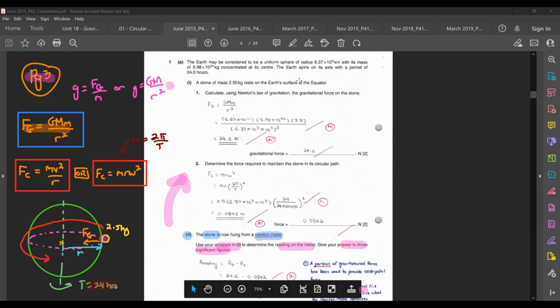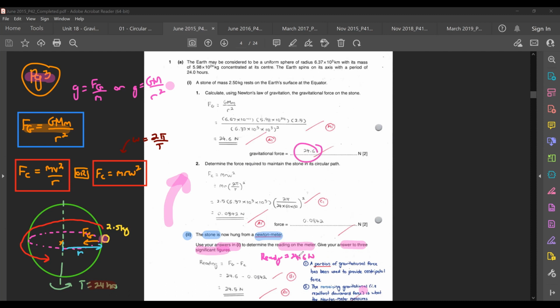All right. So if you thought that the Newton meter is actually measuring the weight of the object, therefore you say that the reading is supposed to be 24.6 Newton, which is the answer above here, this one will be wrong, okay? Because your Newton meter isn't really measuring your weight, but rather your total downward force. So what I mean by that, you just consider this example here. If I give you a Newton meter right over here, let's just say that this is my Newton meter.